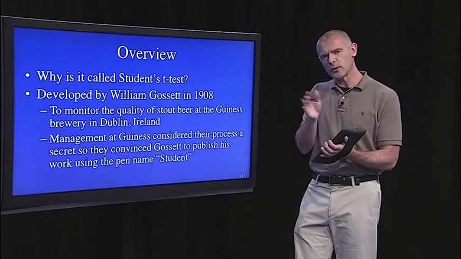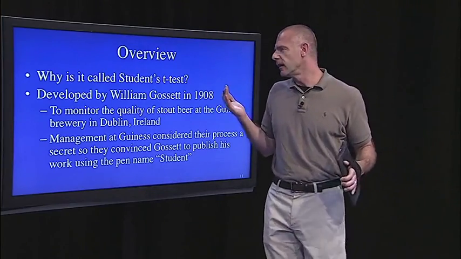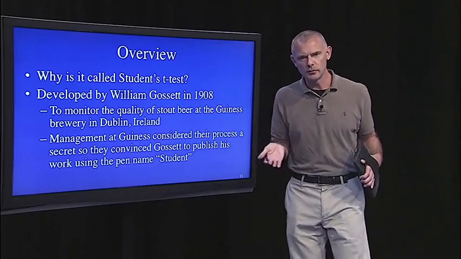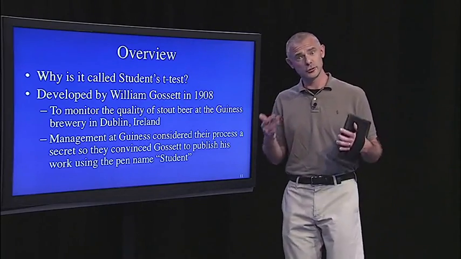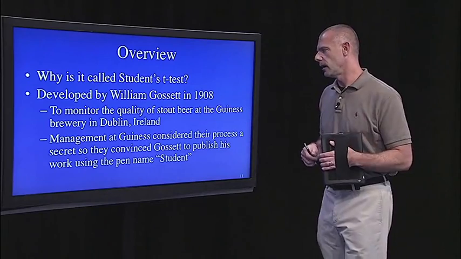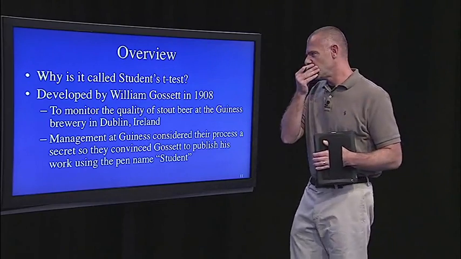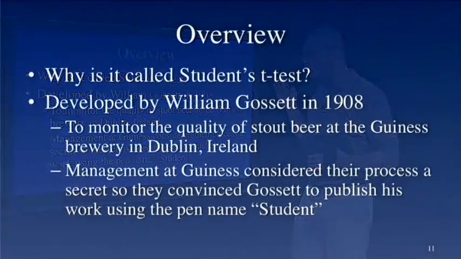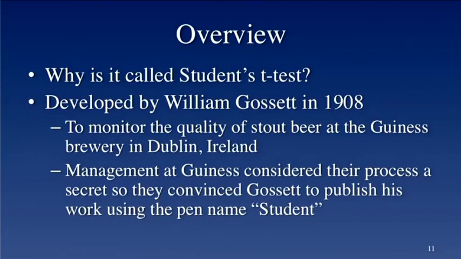Just a historical side note, which is sort of fun. Why is it called Student's t-test? A lot of students don't actually know this. And it's a really interesting tidbit because it was developed by William Gosset in 1908, for the purpose of monitoring the quality of stout beer at the Guinness Brewery in Dublin, Ireland.